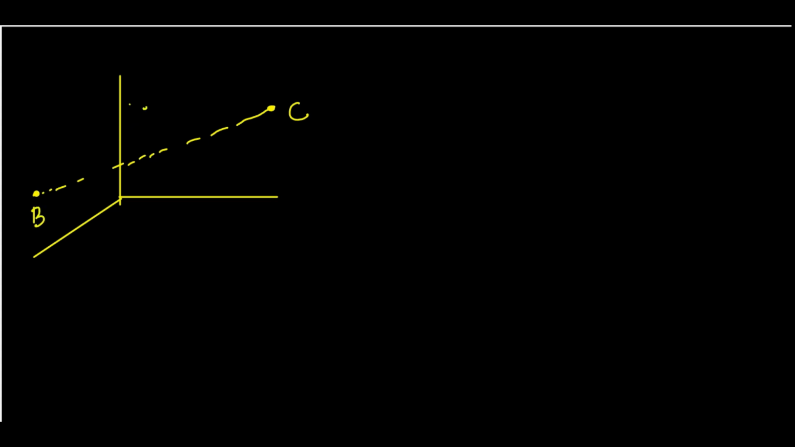What if they are not passing through the origin? What if we have this is C, this is B, and this is A, and this is the force F.